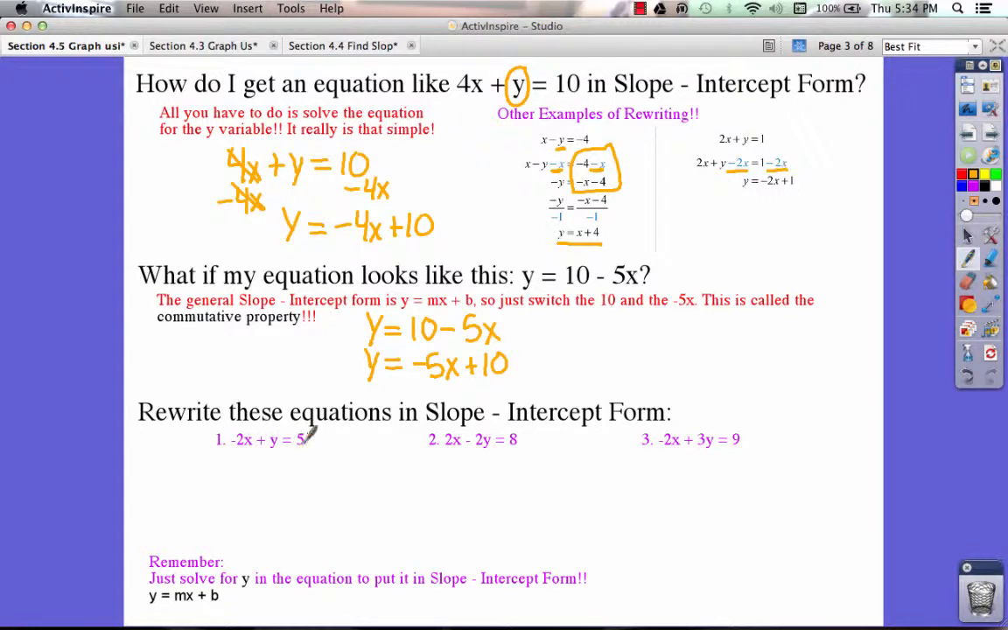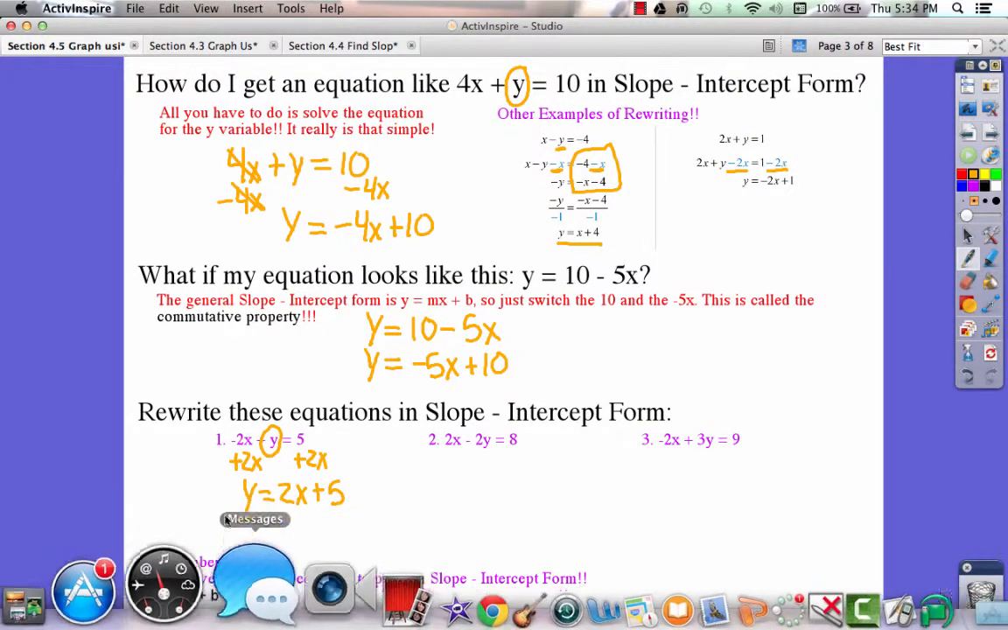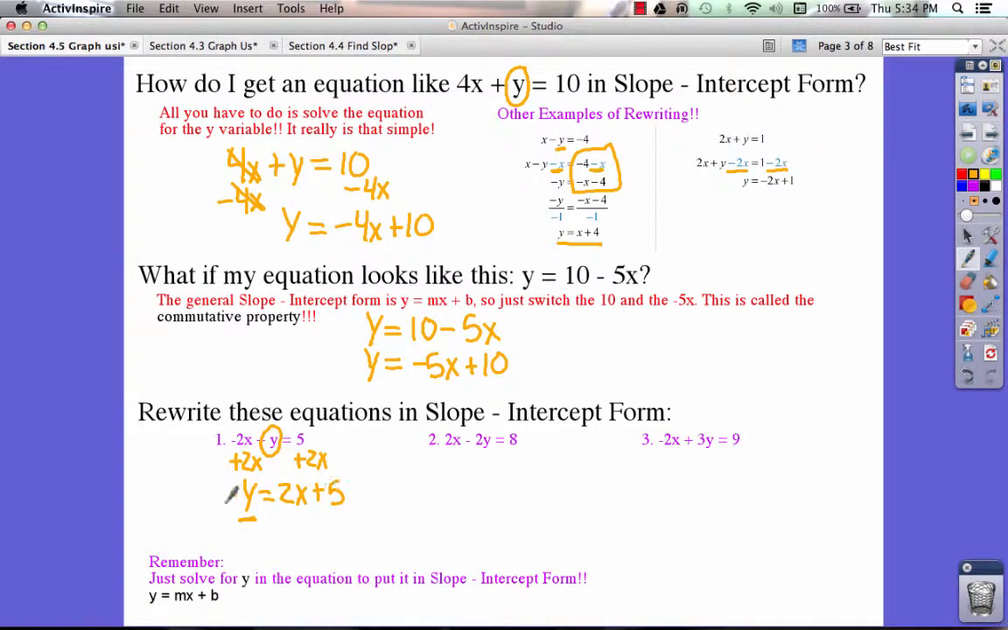Now we're going to rewrite these equations in slope-intercept form. Negative 2x plus y equal 5. Well, we want to get y by itself. Okay, we're trying to solve this for y. And it's a positive, so we're going to have to add 2x to each side. That leaves us with y equals 2x plus 5. Y is alone on its own side. There's no negative sign in front of it, so this is in slope-intercept form. So y equals 2x plus 5 is in slope-intercept form.